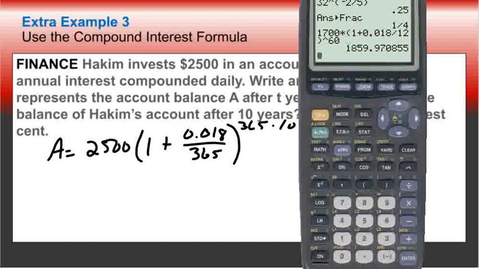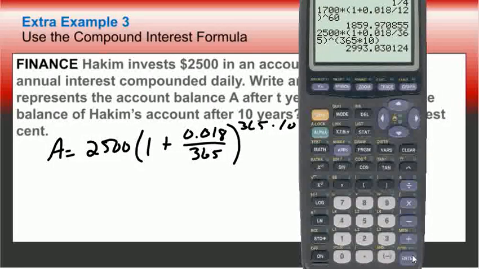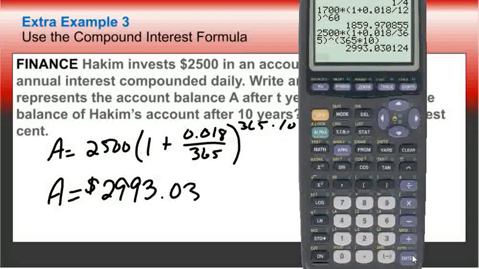So we'll grab our calculator. Second trace, so we put everything in here. So it says 2,500 times 1 plus 0.018 divided by 365, end parentheses, raised to the parentheses 365 times 10, end parentheses, equals. So that's going to give us $2,993.03.